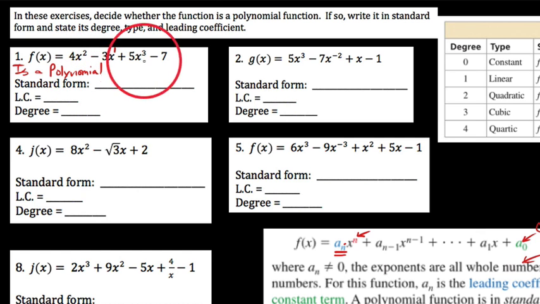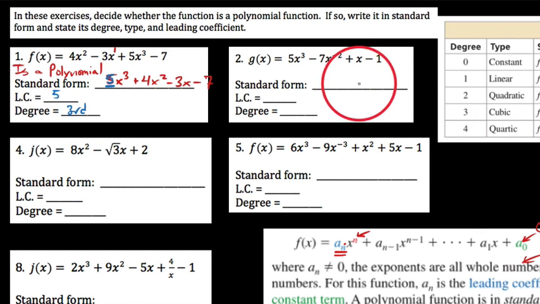So let's write it in standard form. For standard form, we would list our 5x to the third in front here since it has the highest exponent, then 4x squared minus 3x minus 7. The two things we were looking for here are degree and leading coefficient. Our leading coefficient here is this 5, so we're going to say leading coefficient is 5, and then our degree here is third degree, what we would call a cubic function.